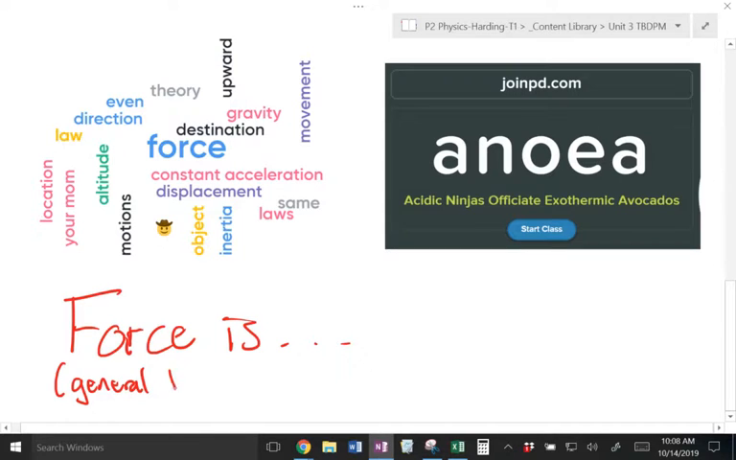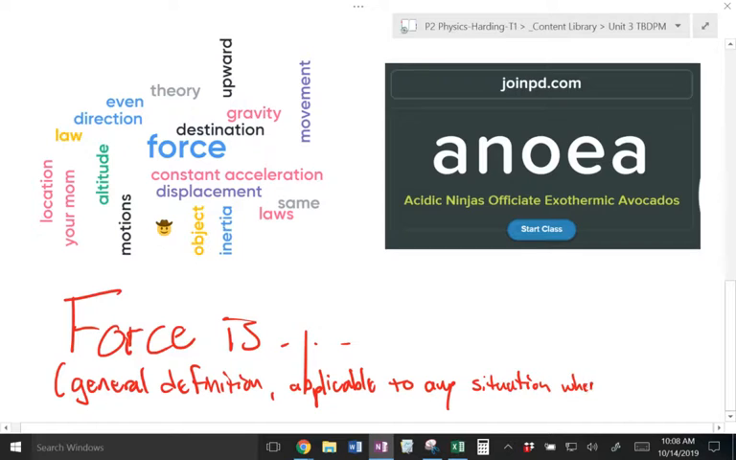So, a general definition, applicable to any situation where force is relevant. That's a lot of words. Sorry. It's the best way I know to say that.